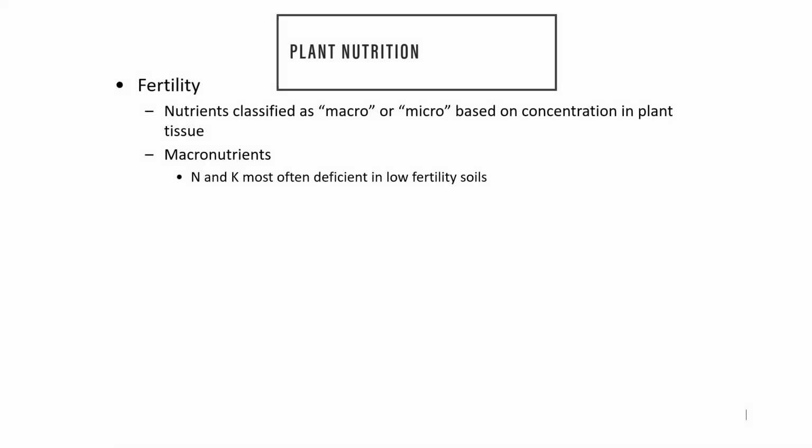So you hear macro and micro, and all of these nutrients are required for that plant to fulfill its whole life cycle from seed to seed. The only difference is macronutrients are needed in huge quantities and micronutrients are needed in very small quantities. Generally, nitrogen and potassium are going to be the most efficient macronutrients in our soil.